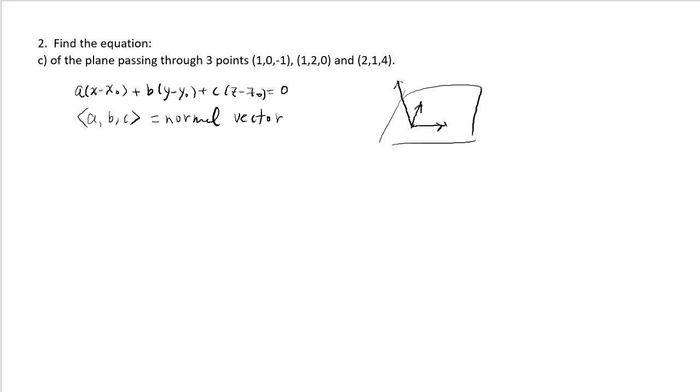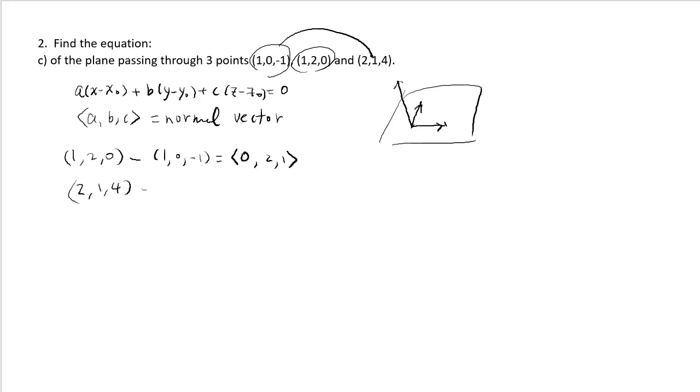Okay, so let's see how you do it. You take these 2 points and subtract: 1, 2, 0, terminal minus initial, gives you 0, 2, 1. So that's one vector. And let's take a vector between these 2. Terminal minus initial: 2 minus 1 is 1, 1 minus 0 is 1, 4 minus negative 1 is 5.